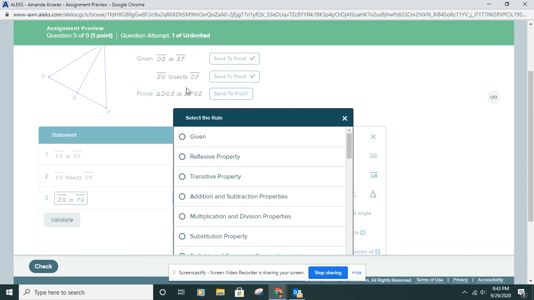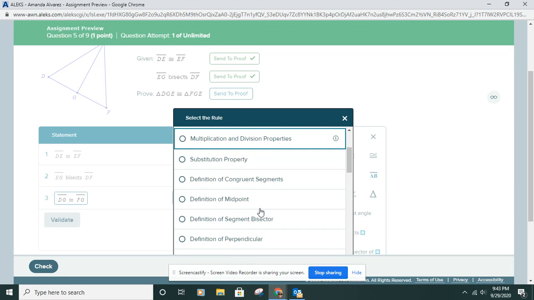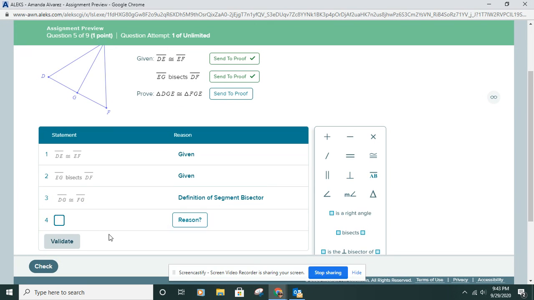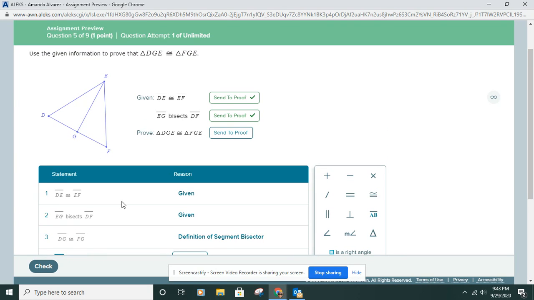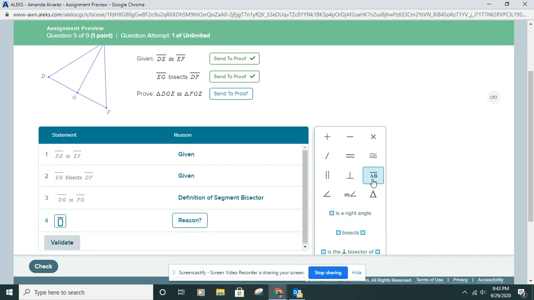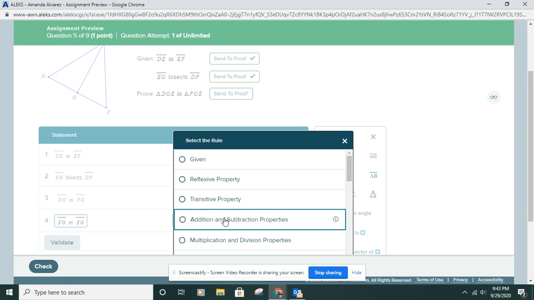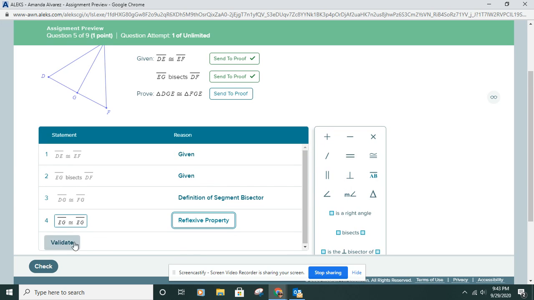Anyways, I'm not really sure what it says here. I didn't look ahead. So it should be something like definition of a bisector. Definition of segment bisector. So that's perfect. Validate. And then I was noticing how I have a shared side. So I would have to put segment EG. Do my side arrow to make it stop doing the segment symbol, is congruent to segment. Oops, I forgot congruent. That's congruent to segment EG. Reason is reflexive property. Validate it.